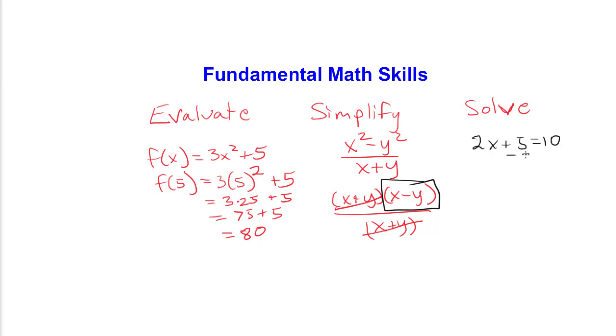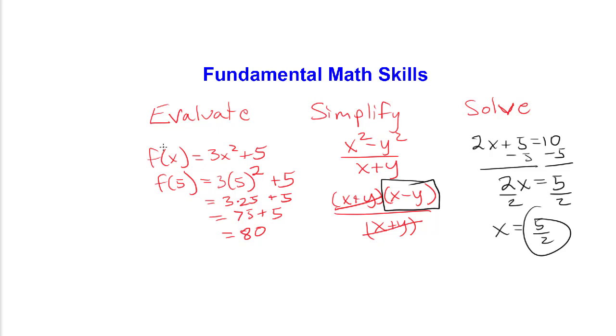Two steps, subtract 5 on both sides. The 5 minus 5 cancels. 2x equals 10 minus 5, or 5. Now I divide through by the coefficient to isolate my variable x. And sure enough, x equals 5 halves. And that's your answer. So in most problems, just remember in general, they're going to ask you to evaluate, simplify, or solve some type of expression or equation.